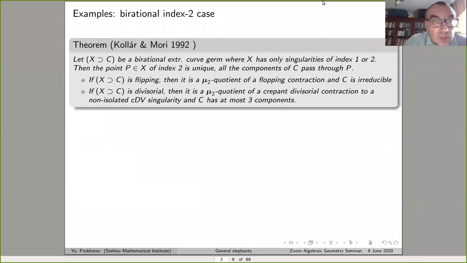Okay, let's consider the first example, which is birational. This is a case where singularities are of index two. This means that two times the canonical class is Cartier. In particular, all your singularities are Q-Gorenstein, right? Yes. This is included in the package because our singularities are terminal. Terminal means Q-Gorenstein by definition.